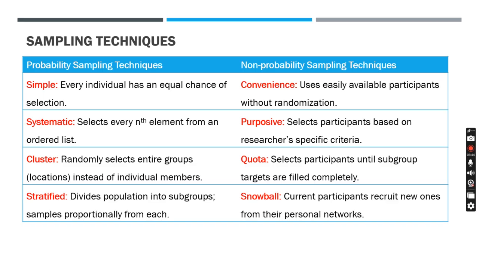Maybe the population has 40% male and 60% female. So you divide the population into males and females, and then you select around 20 males and around 25 females. Okay, and then you start picking the sample until each subgroup is full.